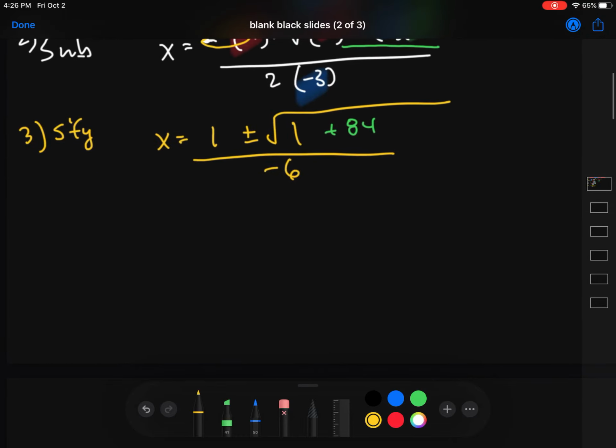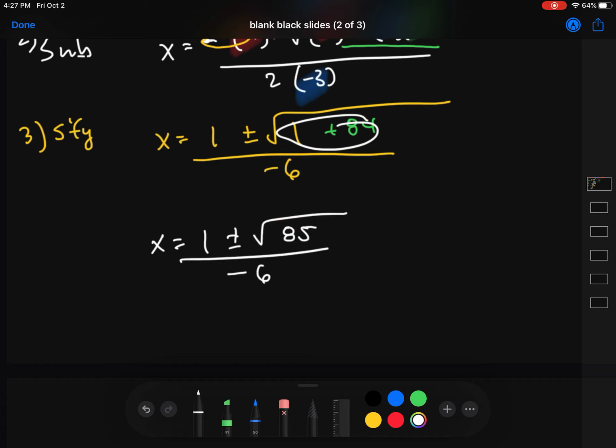Okay, let's go ahead and keep simplifying here. So I have x equals 1. Do we change colors here, guys? Come on. X equals 1 plus or minus, 1 plus 84 is 85, all over negative 6.